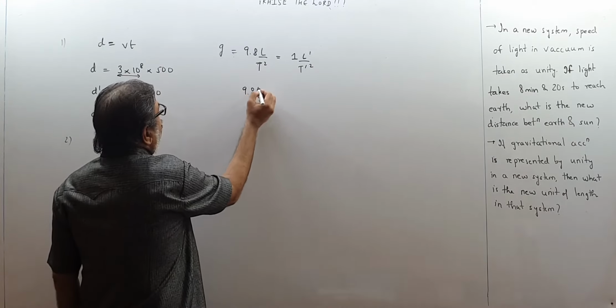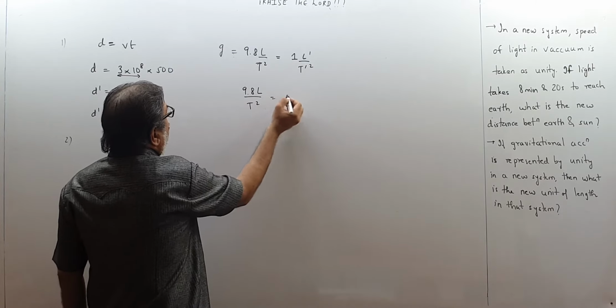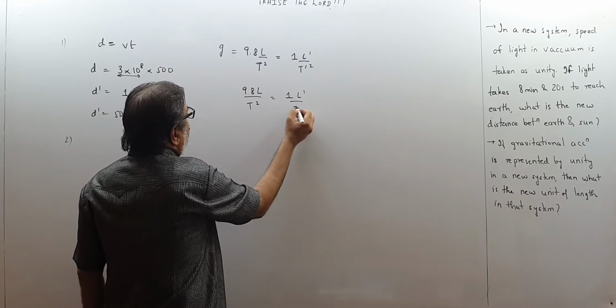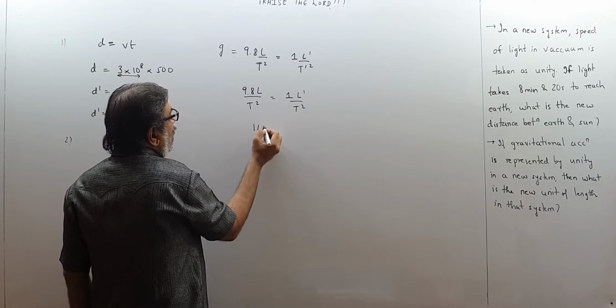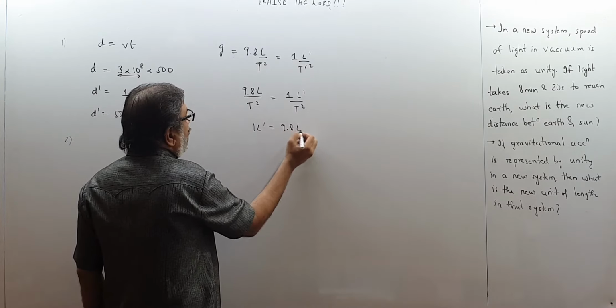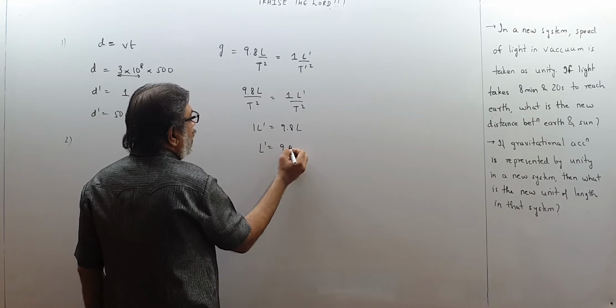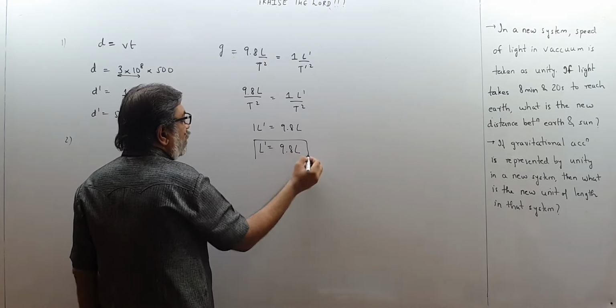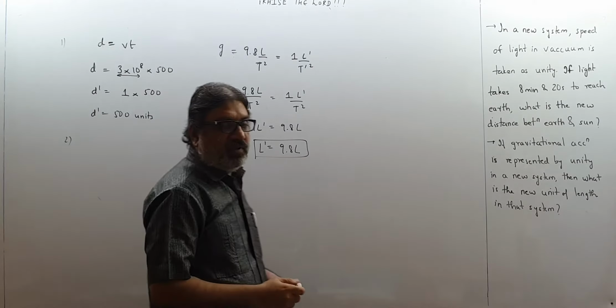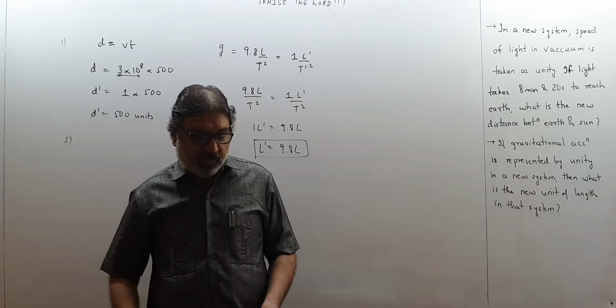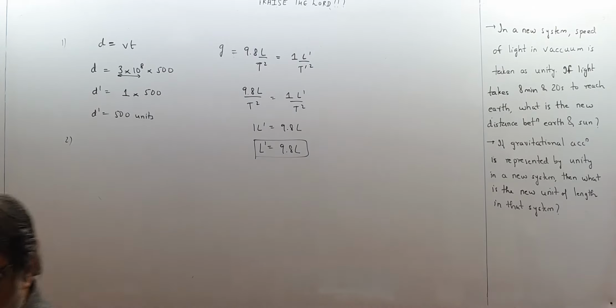Therefore I write 9.8 L upon t square is equal to 1 L dash upon t square. So 1 L dash becomes 9.8 L. So L dash is 9.8 L. So the new unit of length is 9.8 times the old unit, like this. Please pause and copy, children. I'll do more sums.